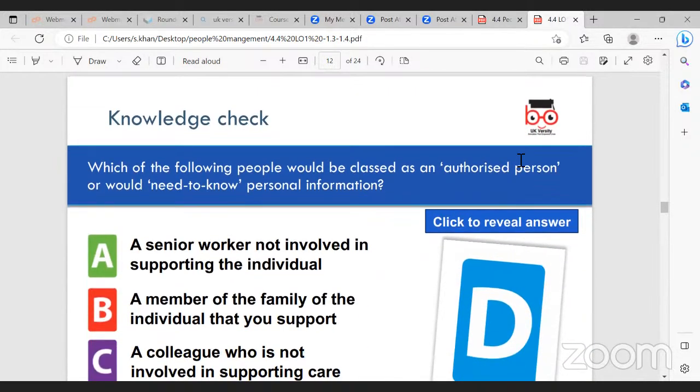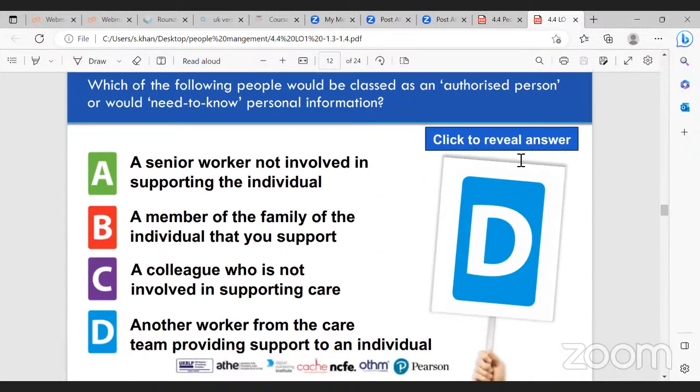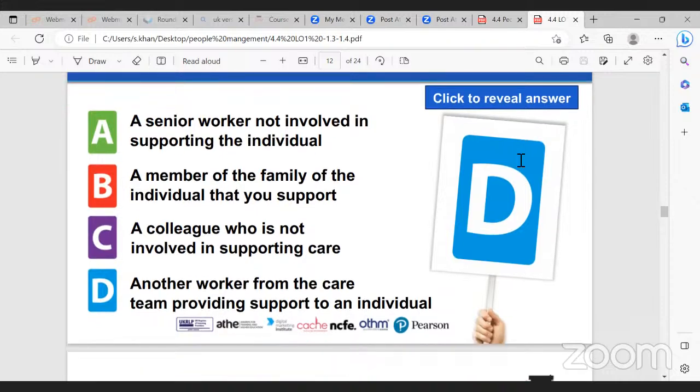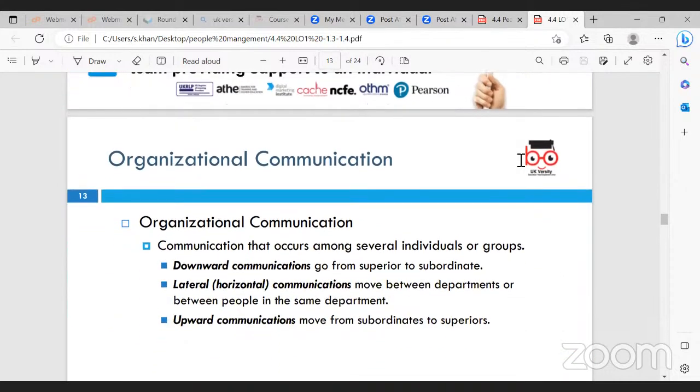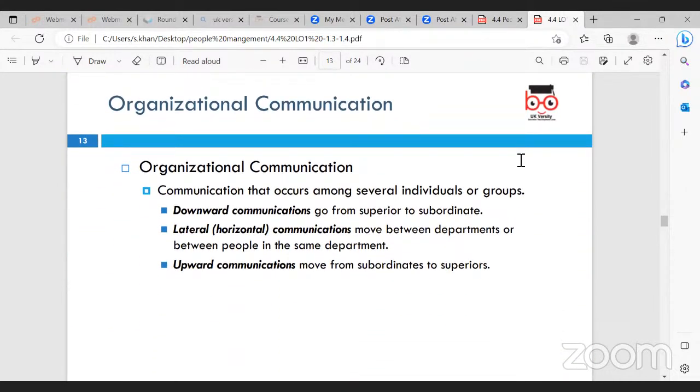Which of the following people would be classed as an authorized person or would need to know personal information? A senior worker not involved in supporting the individual, a member of the family of the individual that you support, a colleague who is not involved in supporting care, or another worker from the care team providing support to an individual. It would be D, wouldn't it? Because other teams work together. If a patient has any sort of psychological or physical issues, you have people from different units that work together to help the person.